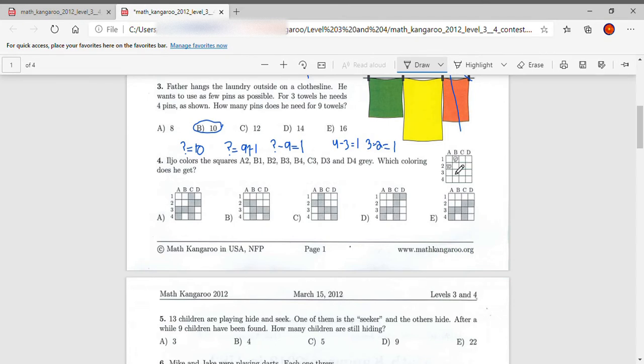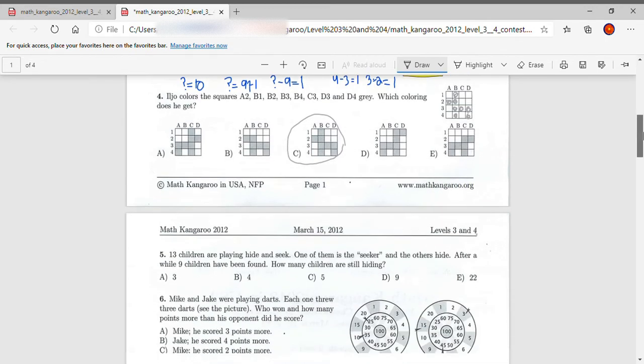B and 2 match up here. B and 3 match up here. And B and 4 match up here. C and 3 match up here. D and 3 match up here. And D and 4 match up here. So when you match all the figures to this, you will see that the correct answer for number 4 is C.